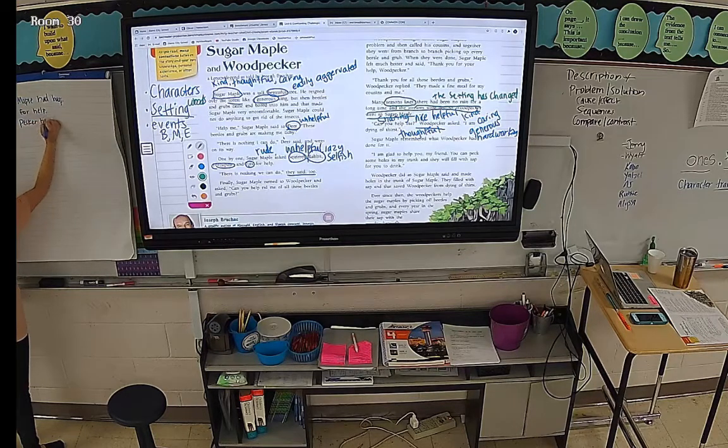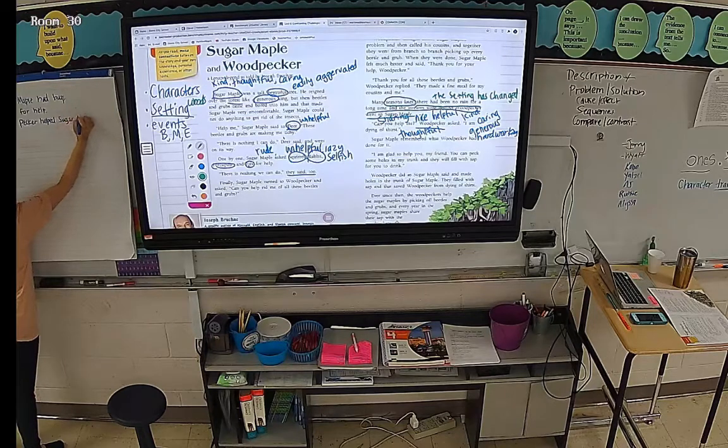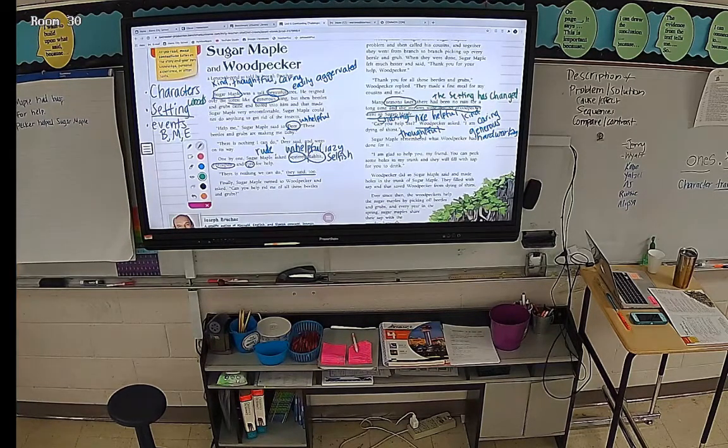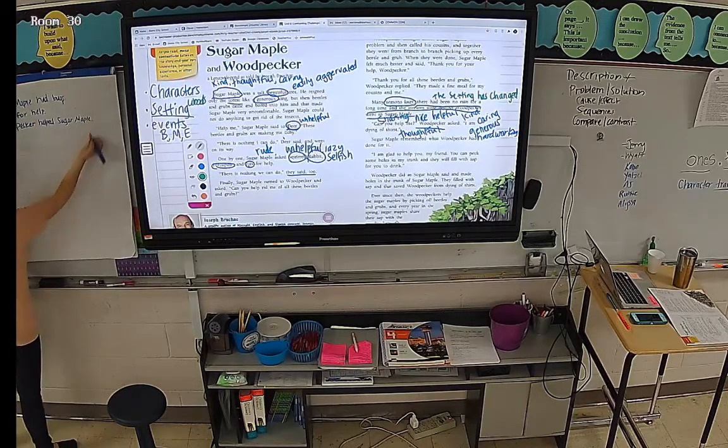Sugar Maple. Listen, wouldn't they be ignored him before that? Okay, but those are some little what? Details. Are those one of our main characters in the text? So we don't want to include them. Okay? So Sugar Maple had bugs. He asked for help. Woodpecker helped Sugar Maple. What would happen after that?